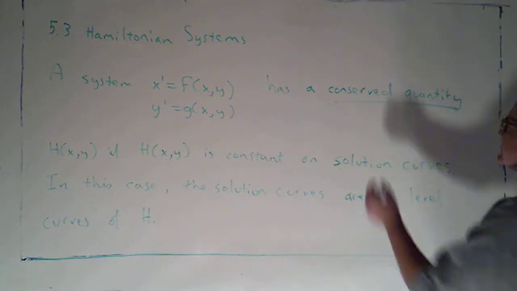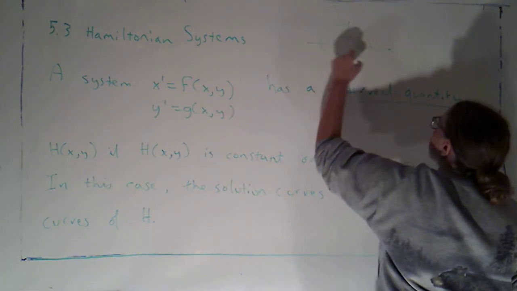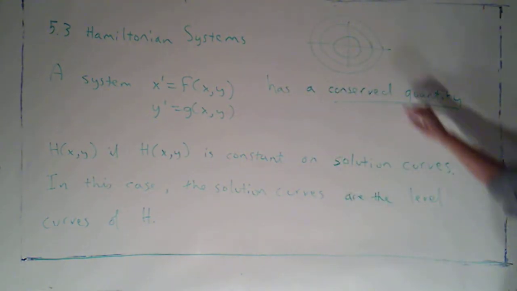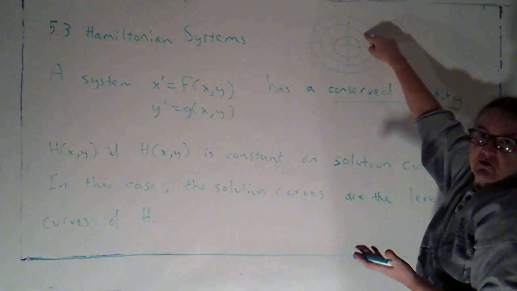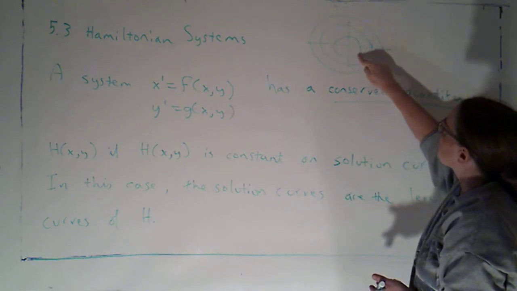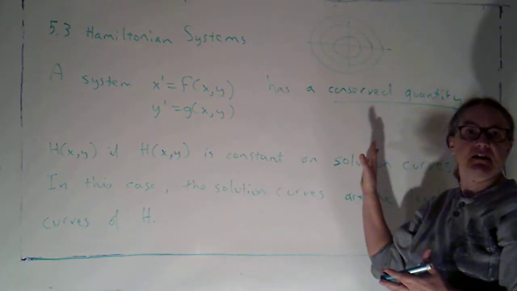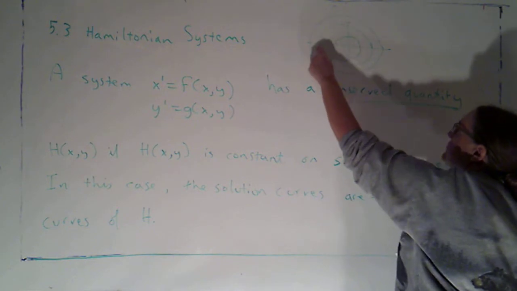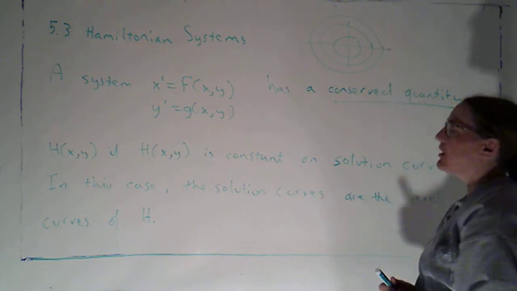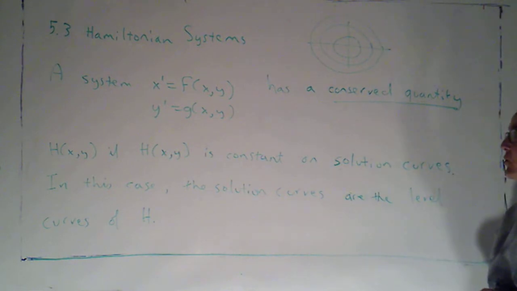Okay. So here's a silly example. If I had a system where I had a center and my solutions were just circles centered around the origin, the quantity r, which is just the square root of x squared plus y squared, is constant going around those solution curves. So that radius would be a conserved quantity, because as I travel around the solution curve, that does not change. My location changes, but the value of r, or my distance from the origin, doesn't change. So that would be a conserved quantity.